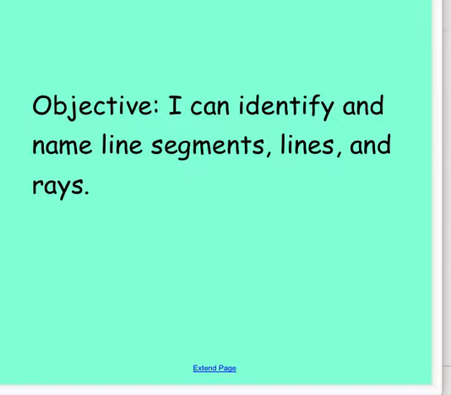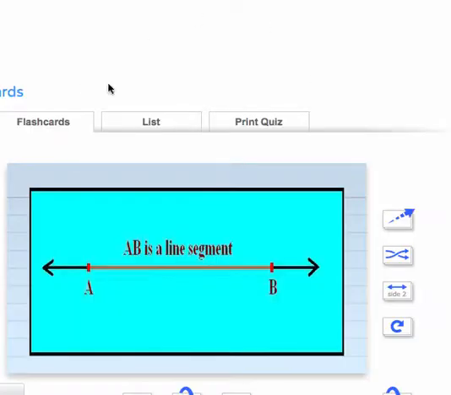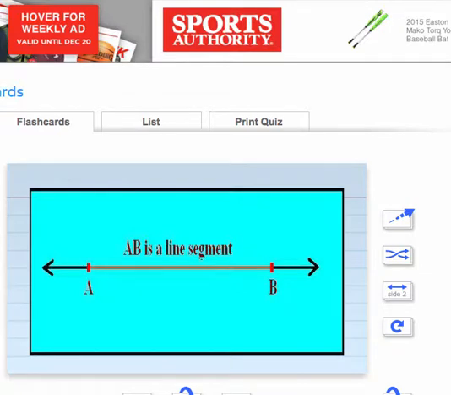Your objective by the end of this lesson is to identify and name line segments, lines, and rays. So our gift to you is some cool ways to learn vocabulary for this lesson, and this website will be available for you to go to whenever you would like to take a look at vocabulary.